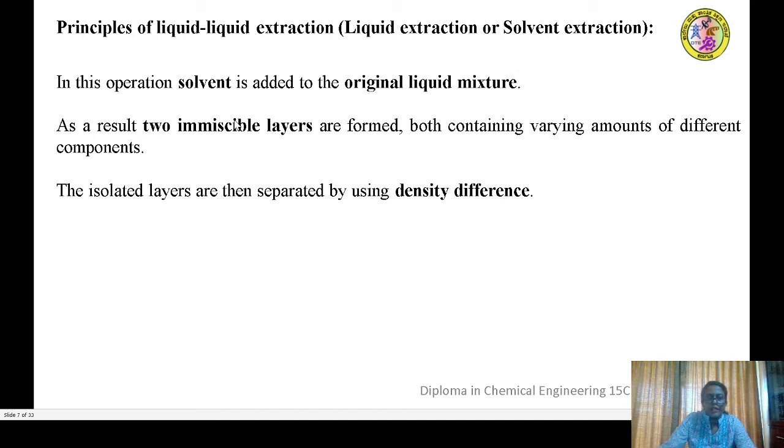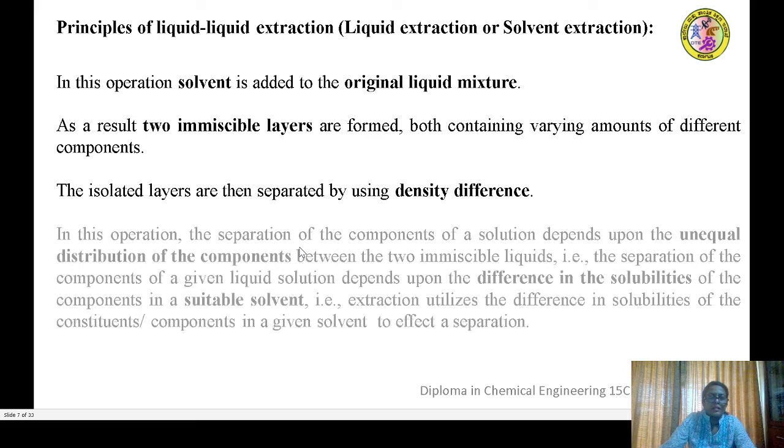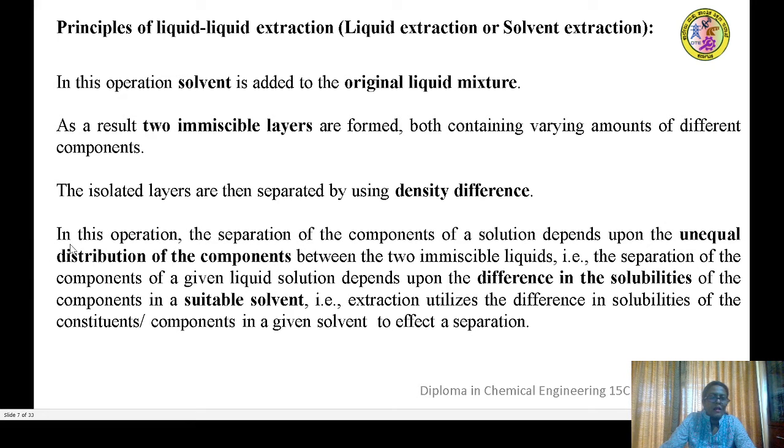After you add the solvent and allow the components to get distributed between the two layers, the layers will be separated. Okay, these two layers will be separated using density difference. As the two layers are immiscible, we can easily separate them from one another. That is the second step. And after separating, you can recover the solvent used from each of these phases. So that is the end of the operation.